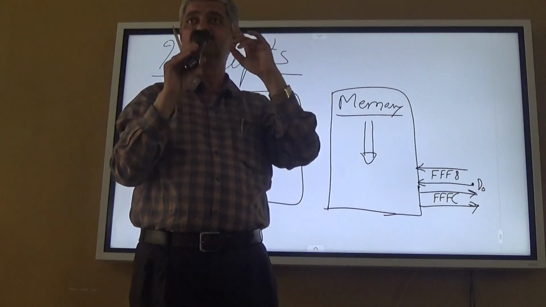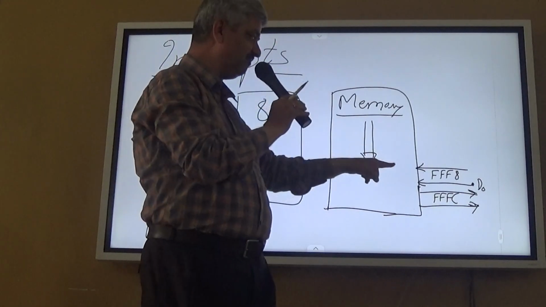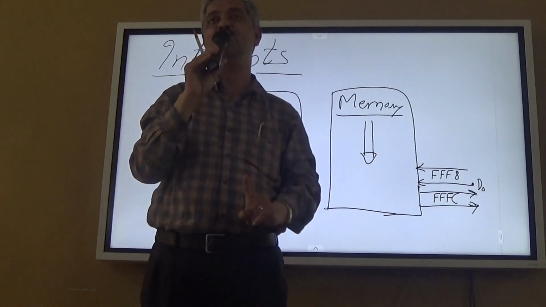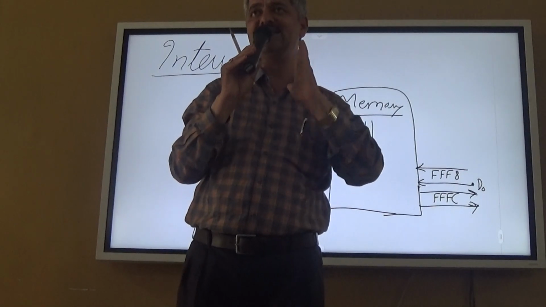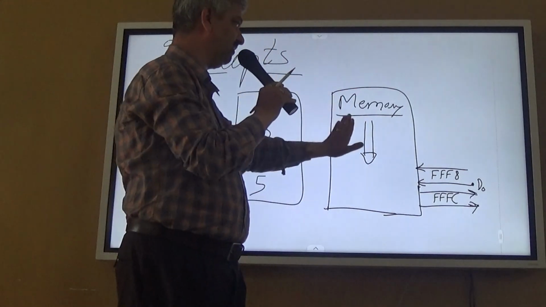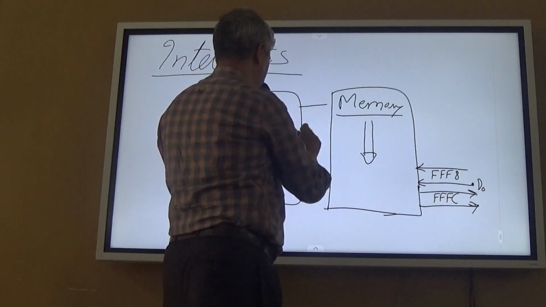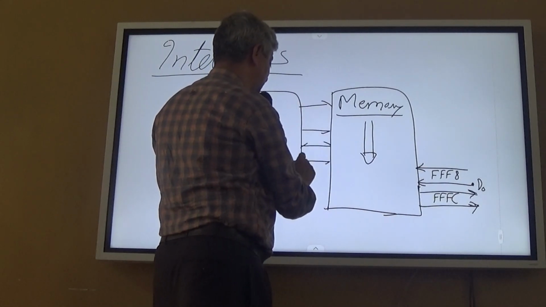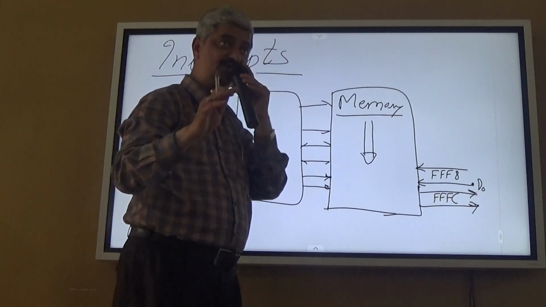So 0 to 1, pin number D0 of port FFF8 becoming 1 is an event. And when that happens, this is the main microprocessor, just like your mind. Your mind is always occupied. Even right now, what you are doing, I don't know. Your mind is always occupied.